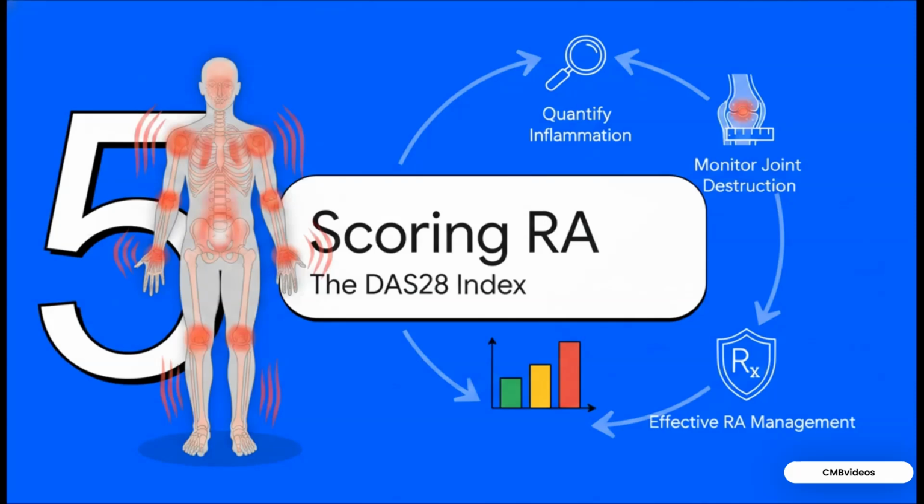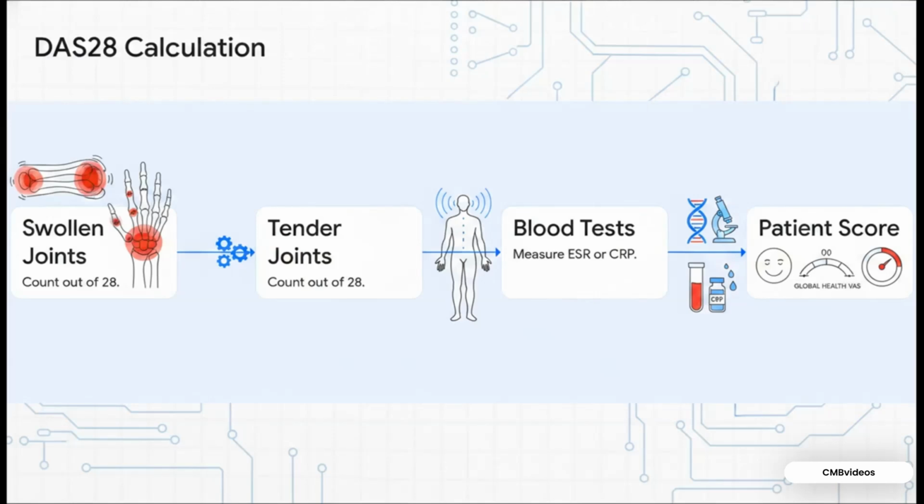So how do we track this? That brings us to section 5, scoring RA using the DAS28. To calculate the disease activity score in 28 joints, the DAS28, we follow a strict 4-step clinical pathway. It literally turns subjective pain into hard math. First, you count the specific swollen joints. Second, you count the tender joints. Third, you pull the patient's blood work for acute phase reactants like ESR or CRP, which measure systemic inflammation. And finally, you combine all that with a visual scale where the patient rates their own global health on a scale from 0 to 100.